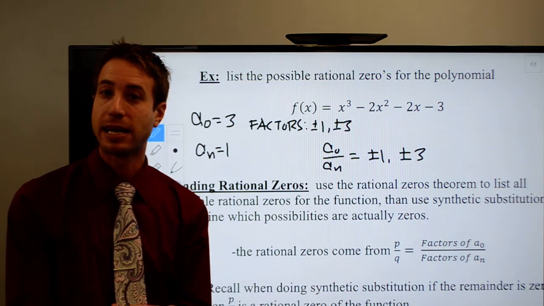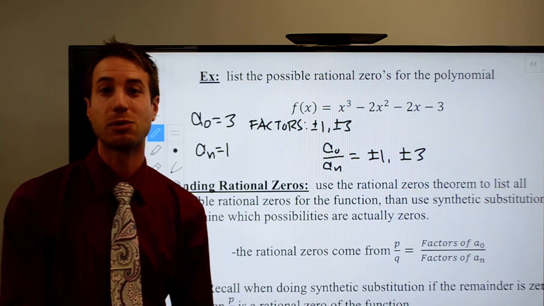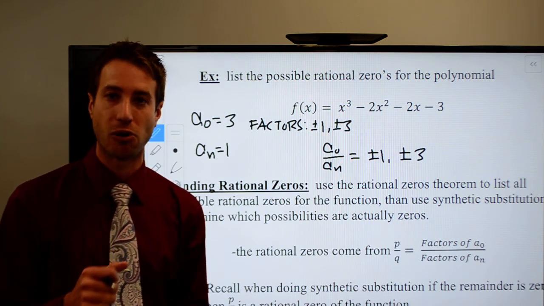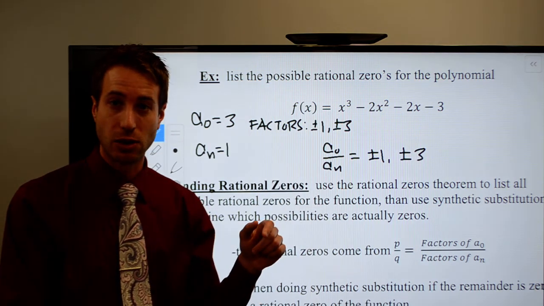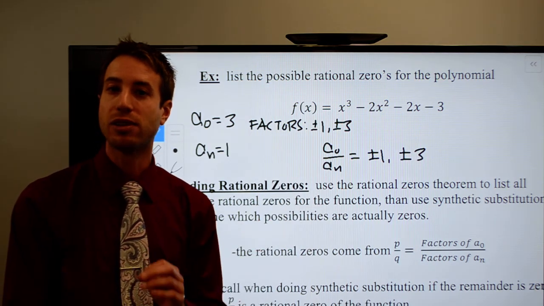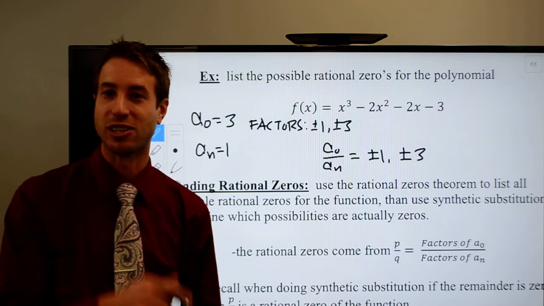So head on over to the next page of the notes, and we'll actually begin to work on some of these awesome problems using both the factor theorem and the rational zeros theorem to find all the zeros of a polynomial. I'll see you guys on the next page.